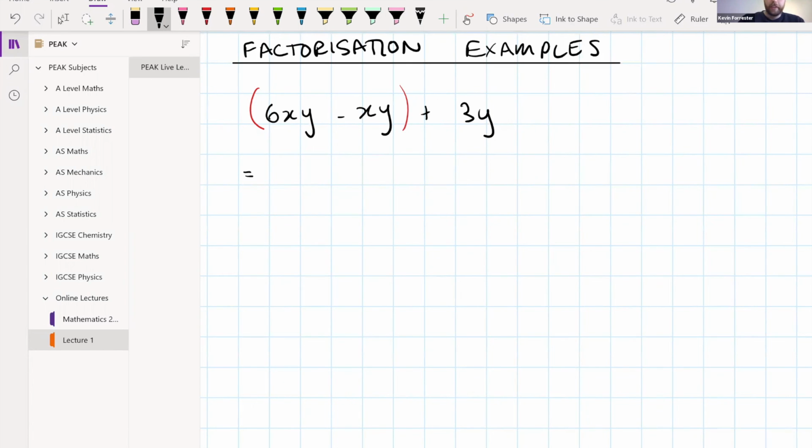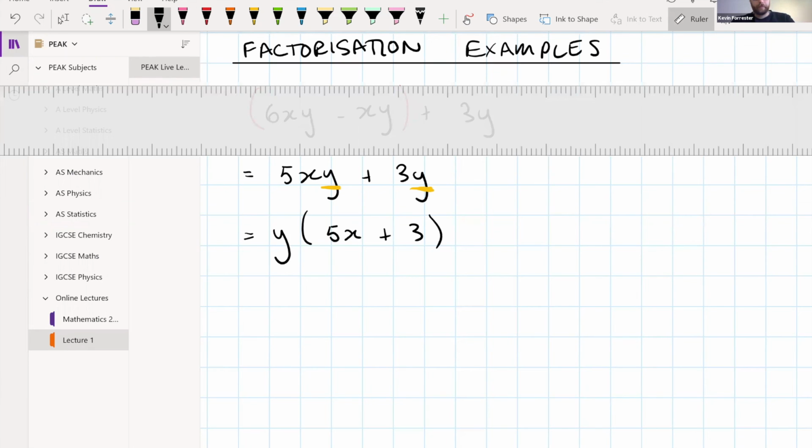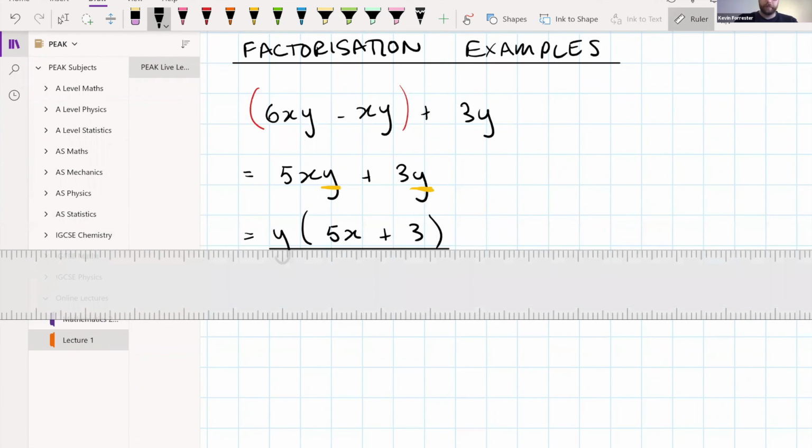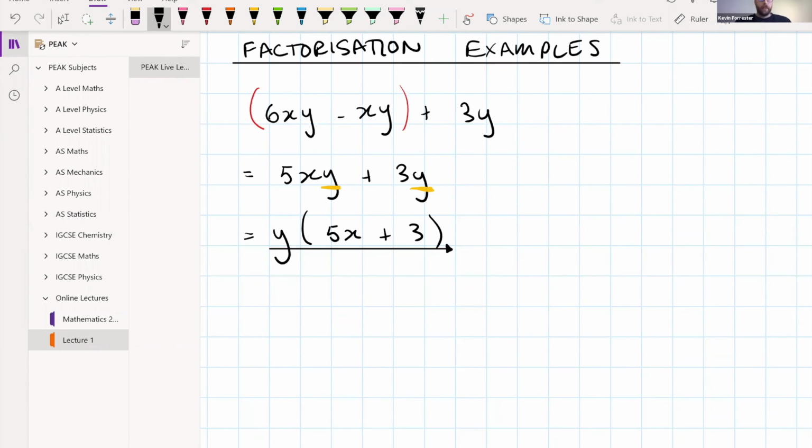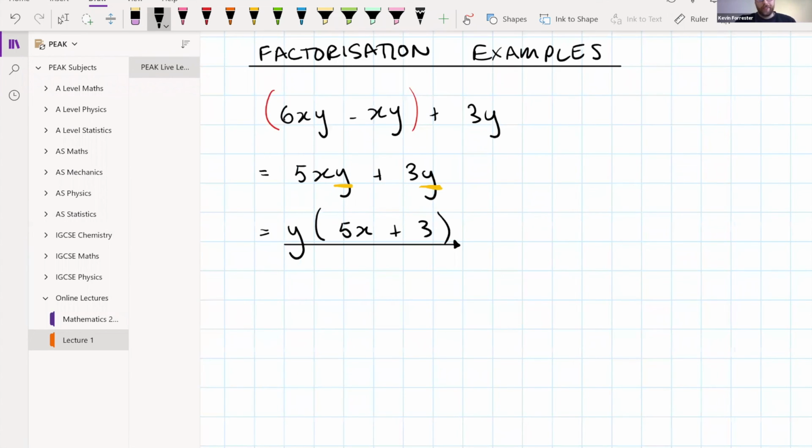So let's take a look. 6xy minus xy is going to be 5xy plus 3y. Now we look at what is common, and like I said earlier, the y is common in both terms. So we can factorize out the y term, which leaves us with 5x plus 3 in our bracket. Okay, and there's quite a question now relating to factorization, which is pretty cool. So thank you very much for that question.